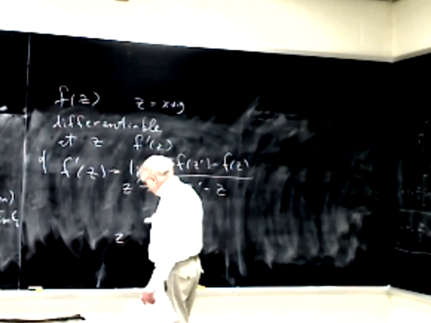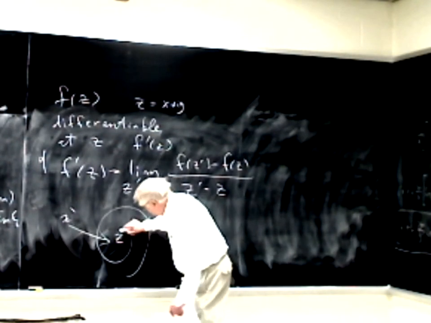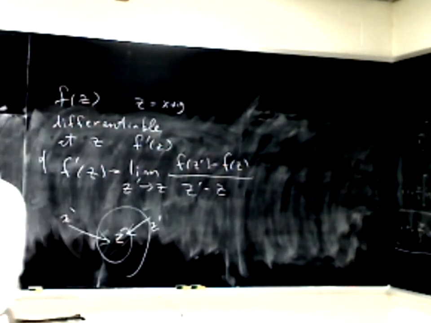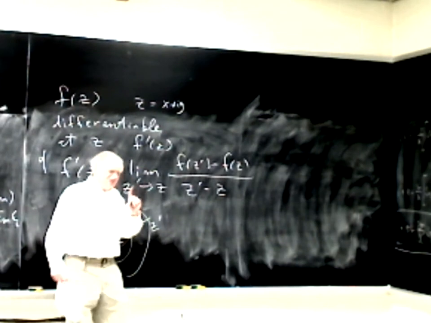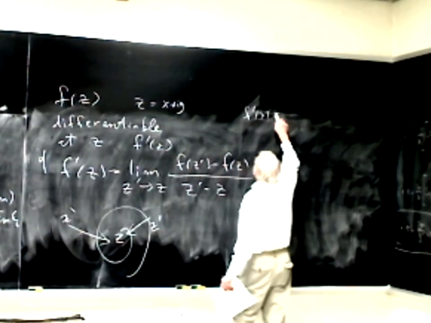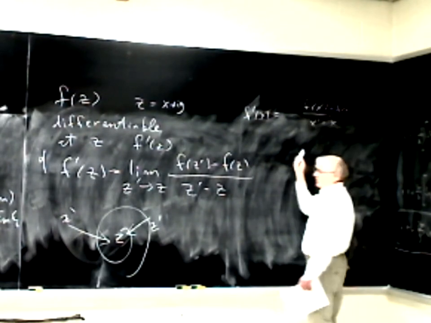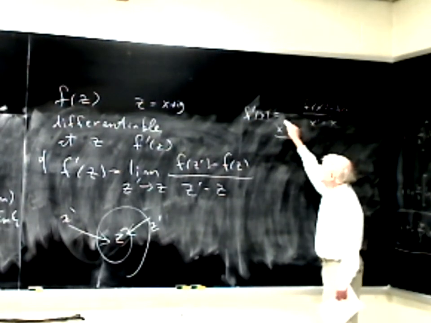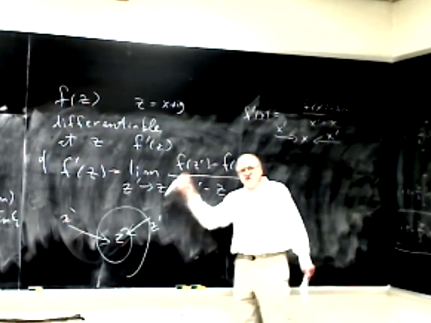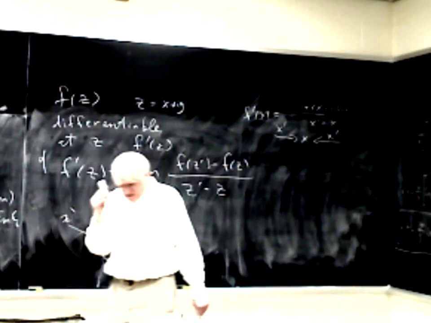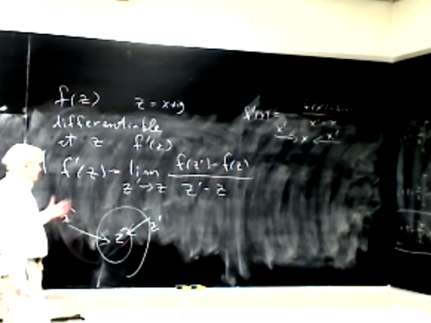So in other words, we've got this point z. z prime can come in from over here. It can come in from over there. It could spiral in like that. But no matter how it goes in, if z prime goes to z, then this limit has to exist. Okay? So it's different from real analysis, where f prime of x is just the limit of f of x prime minus f of x over x prime minus x. There are only two ways that x prime can approach x: from above or from below. But in the complex plane, you can come in from any angle. And so that's what differentiable means. So the definition of differentiable is a little more subtle in complex variable theory. It's not hard, it's not complicated, but there's more to it.